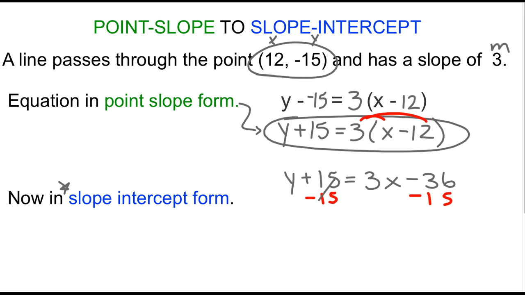So I get y equals 3x minus 51. I now know the y-intercept is negative 51. It crosses the y-axis at negative 51.